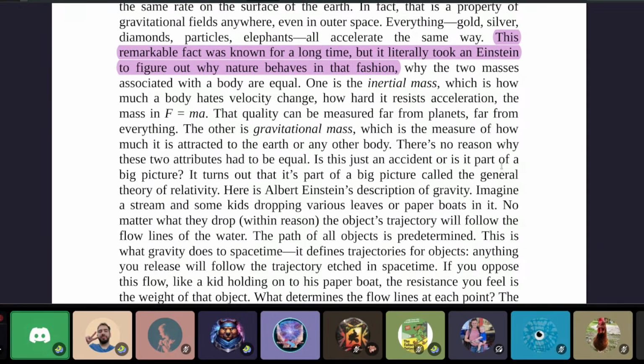Is this just an accident, or is it part of a big picture? It turns out that it's part of a big picture called the general theory of relativity.